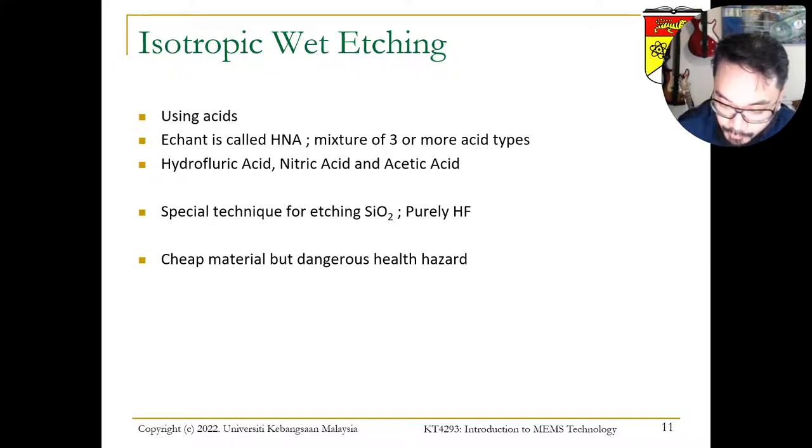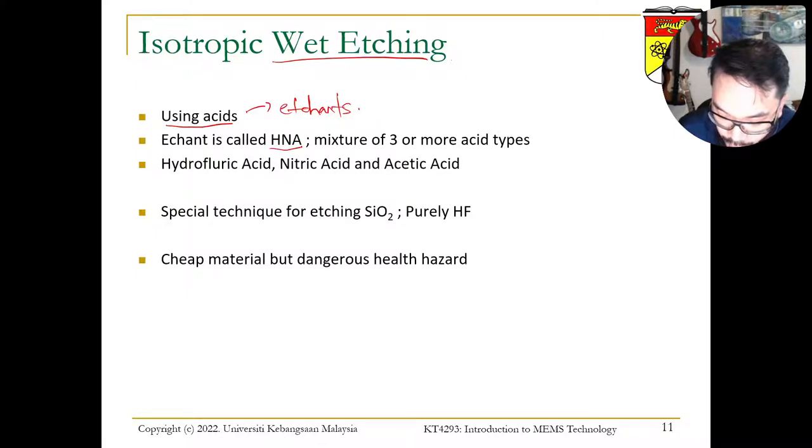So if you are doing wet etching, of course we are using our etchant. Our etchant is normally acids. We can have HNA, a mixture of hydrofluoric acid, nitric acid, and acetic acid. Or it can be any other combination of more than three acids or less. For silicon dioxide in particular, you use purely hydrofluoric acid.